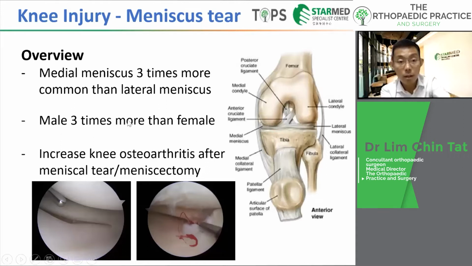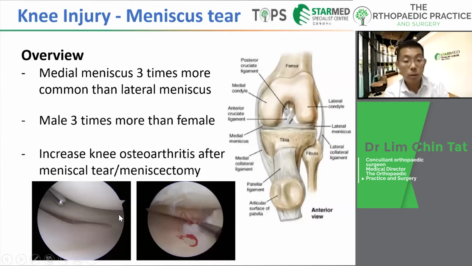So the meniscus is the cushion between the two bones. This time around, the guys have it worse. The guys have 3 times more meniscus tears than the females. And once you have a tear, there will always be an increased risk of arthritis. In other words, arthritis is actually a degenerative condition where your knees sustain a lot of damage and they get wear and tear, and it's actually an old age disease. But if you have a meniscus tear, you always get a higher risk.